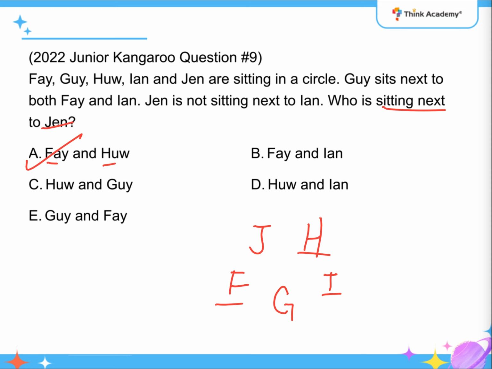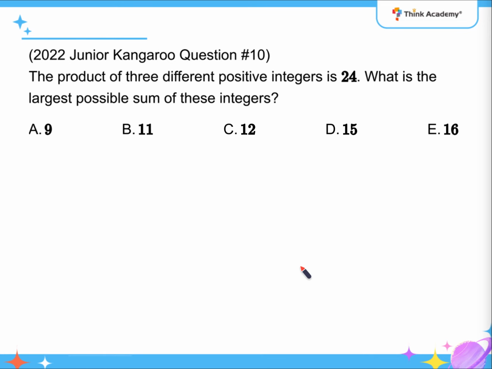All right. And question number 10. The product of 3 different positive integers is 24. What is the largest possible sum of these integers? So we know that for the same product of various numbers, the larger the difference between the numbers, the larger the sum between the numbers. So if I have 1 and 24, that's definitely greater than 4 and 6, right? In terms of the sum, or largest possible sum.